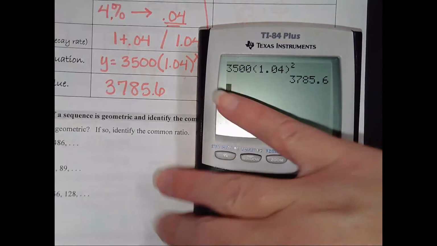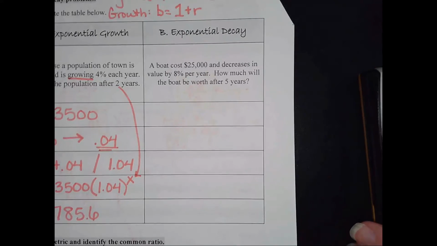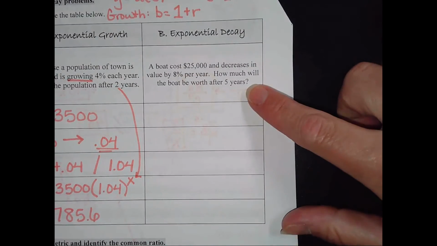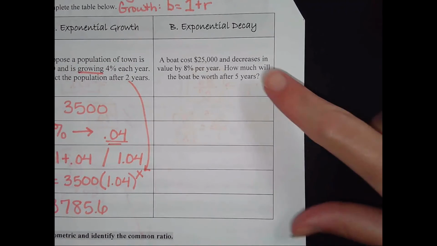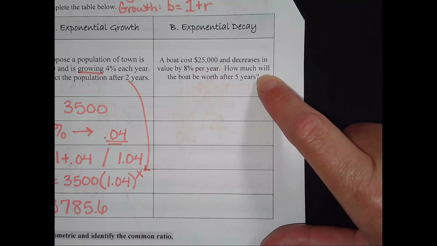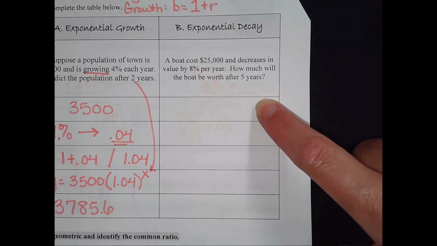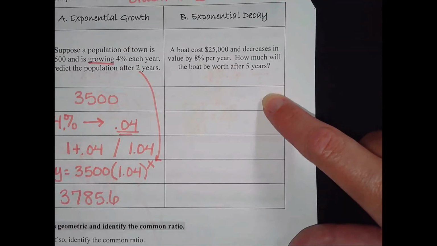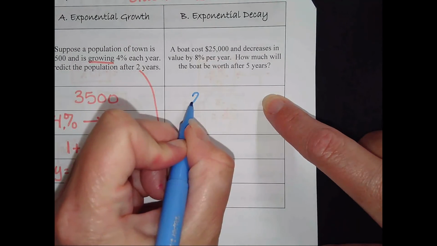Okay, let's take a look at a decay. It says a boat costs $25,000 and decreases in value by 8% per year. How much will the boat be worth after 5 years? So what is the A value? 25,000. That's what we're starting with.